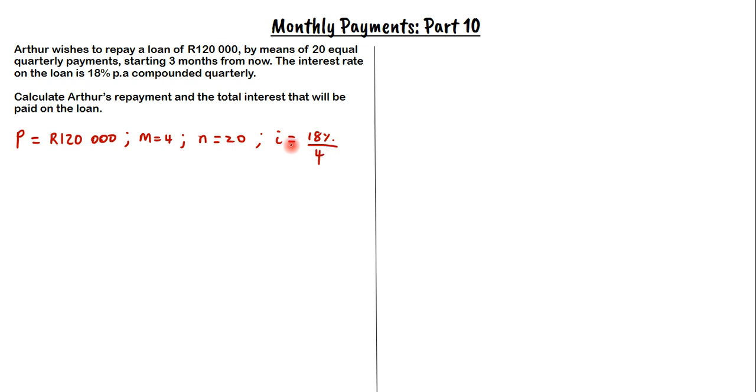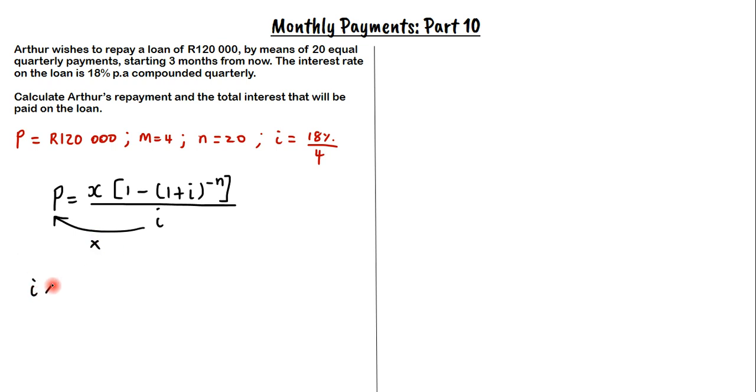Now we're going to be calculating for x. How do we calculate for x? First of all, we write the formula, as you all know. P equals x into 1 minus (1 plus i) to the power of minus n, over i. Now here we are solving for x. I first make sure that I isolate what I'm looking for, so I'll first cross multiply.